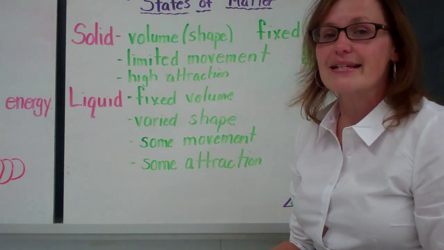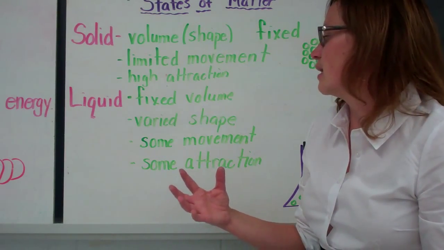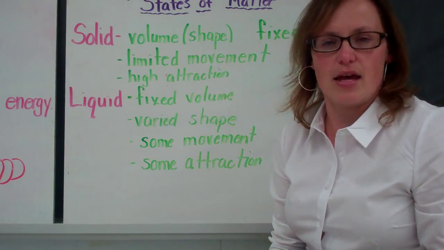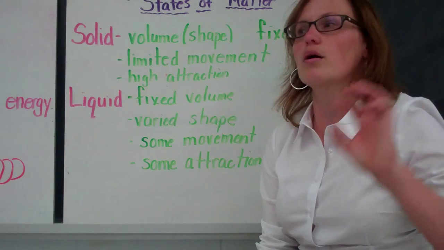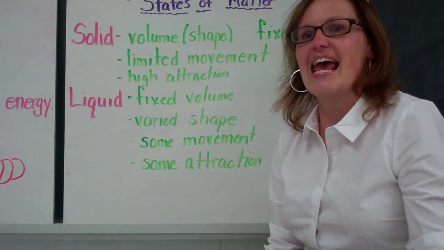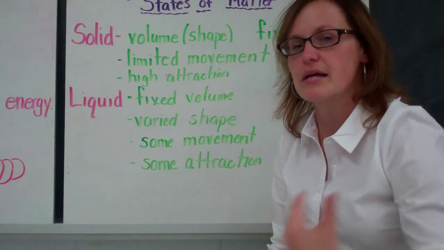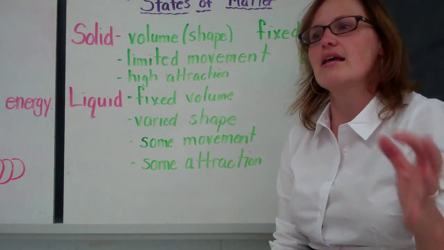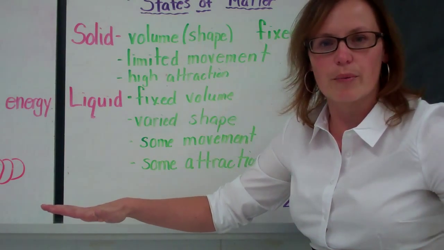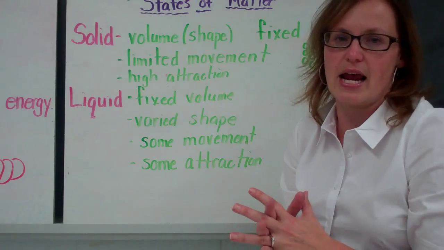Liquid. Liquid has a fixed volume, but a varied shape. Liquid takes the shape of the container that it's in. An example would be you pour water into a glass. The water will take the shape of the glass. If you then take the water and pour it into a bowl, it will take the shape of the bowl. If you then take the bowl and pour the water onto the table, the water will spread out because it's trying to find that shape to contain it.